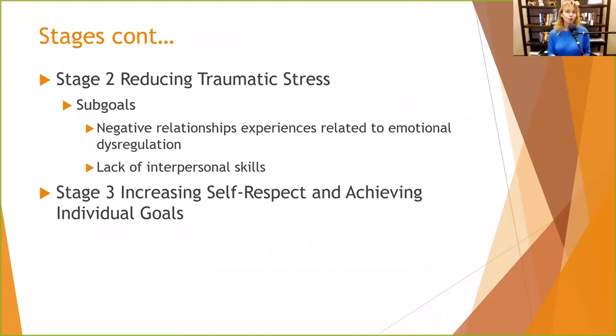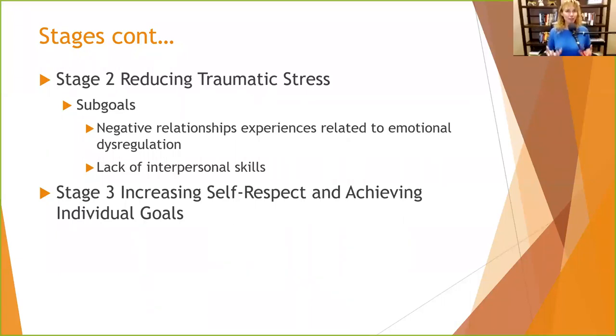In stage 2, you start focusing on reducing traumatic stress. We'll start addressing negative relationship experiences as they relate to emotional dysregulation. When they grew up, they were in invalidating environments. They didn't feel like they got the support they needed from the people who were supposed to be there unconditionally, their parents and their caregivers. So you may want to start addressing those experiences and how those relate to the person's inability to regulate their own emotions and the person's emotional sensitivity.